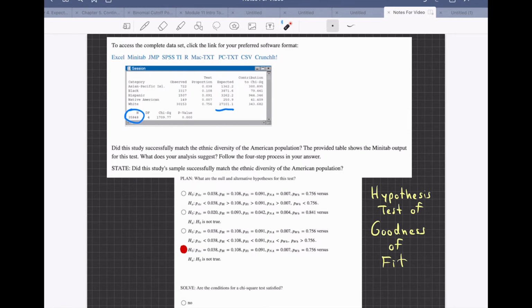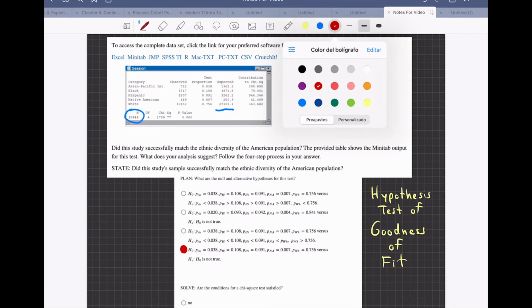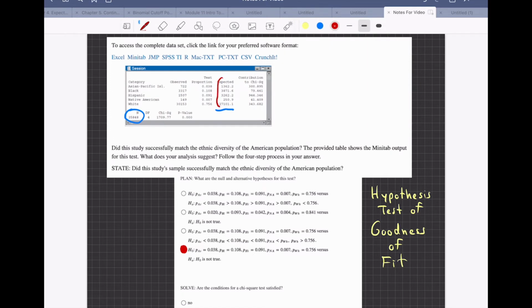Are the conditions for the chi-square satisfied? Remember, all of the expected counts should be greater than or equal to 5. And yes, they are, right? So in this case, yeah, it's true. So you put yes. So we can perform the test.